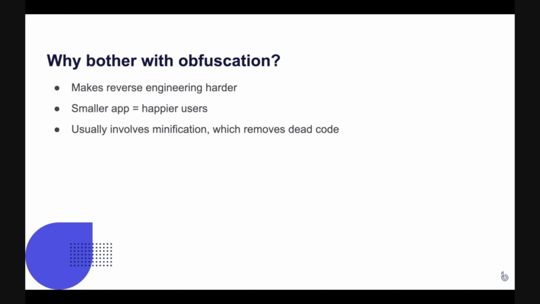Obfuscation also tends to get bundled in with minification, which removes dead code. Although they're not necessarily the same, they tend to be performed at the same time. A smaller app basically means your app takes less time to download, and it takes up less disk space on your user's device, which makes them more likely to download it.